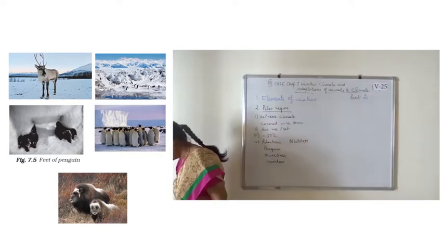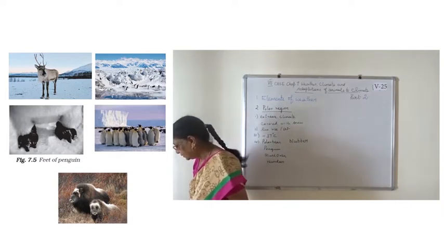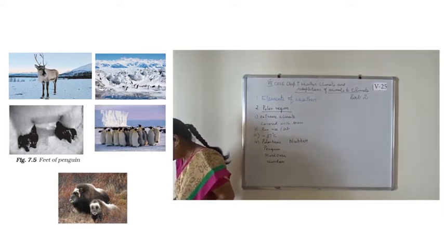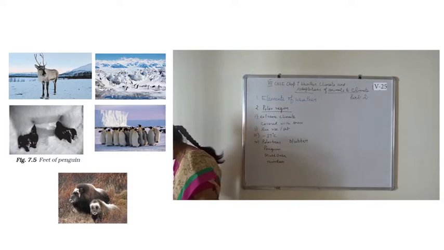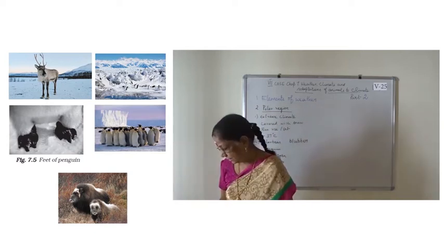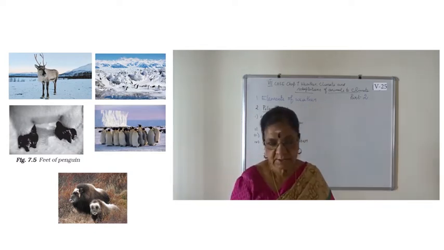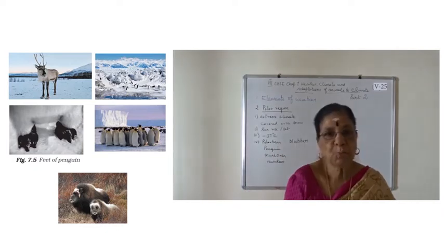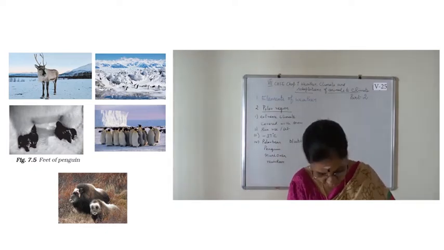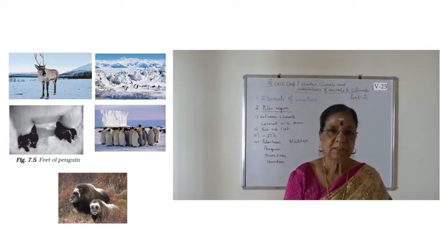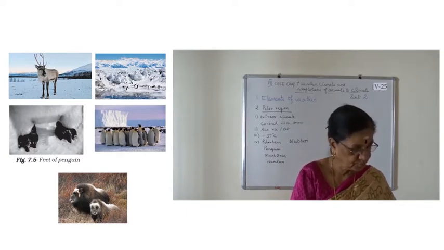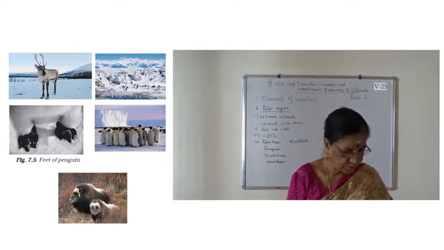So we have seen polar bear and penguin. The next one is tropical rainforest. We say polar bear is at the opposite end of the globe, the opposite end of the earth. Okay? And then one more.